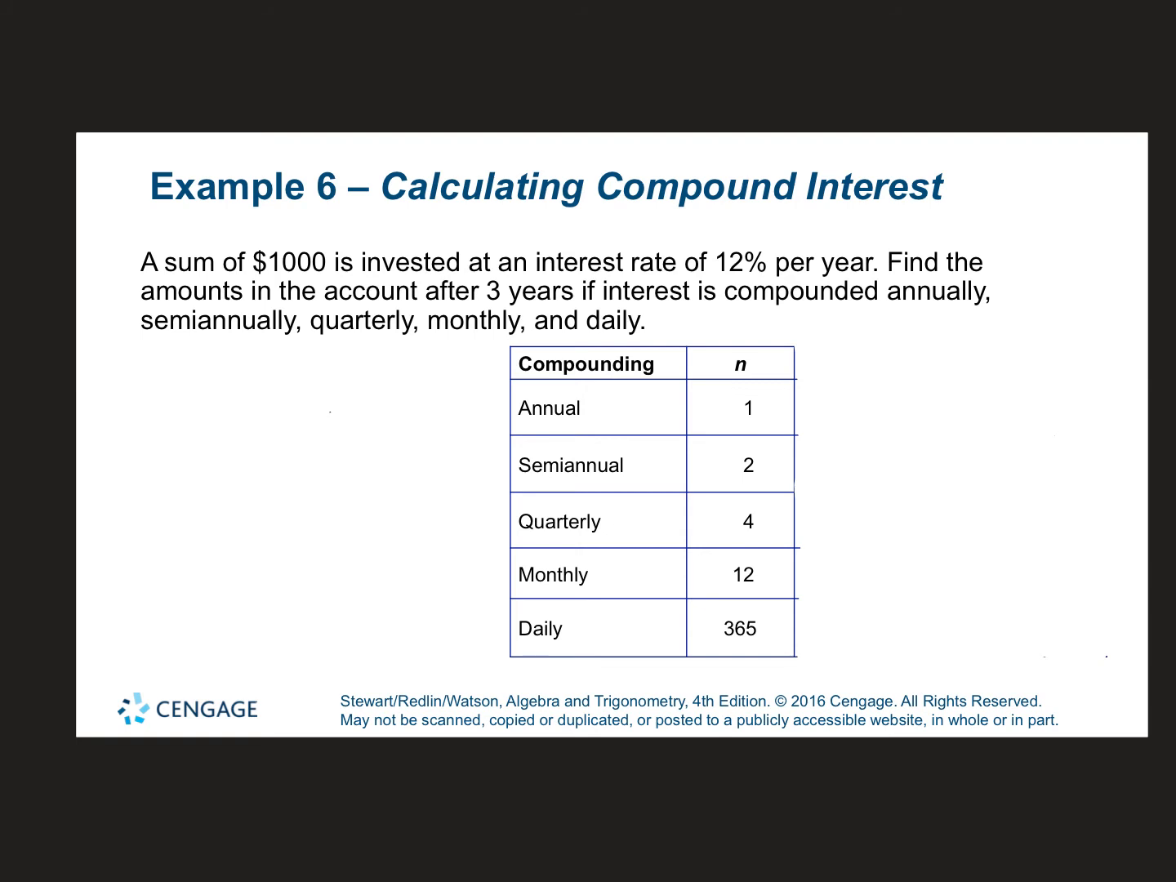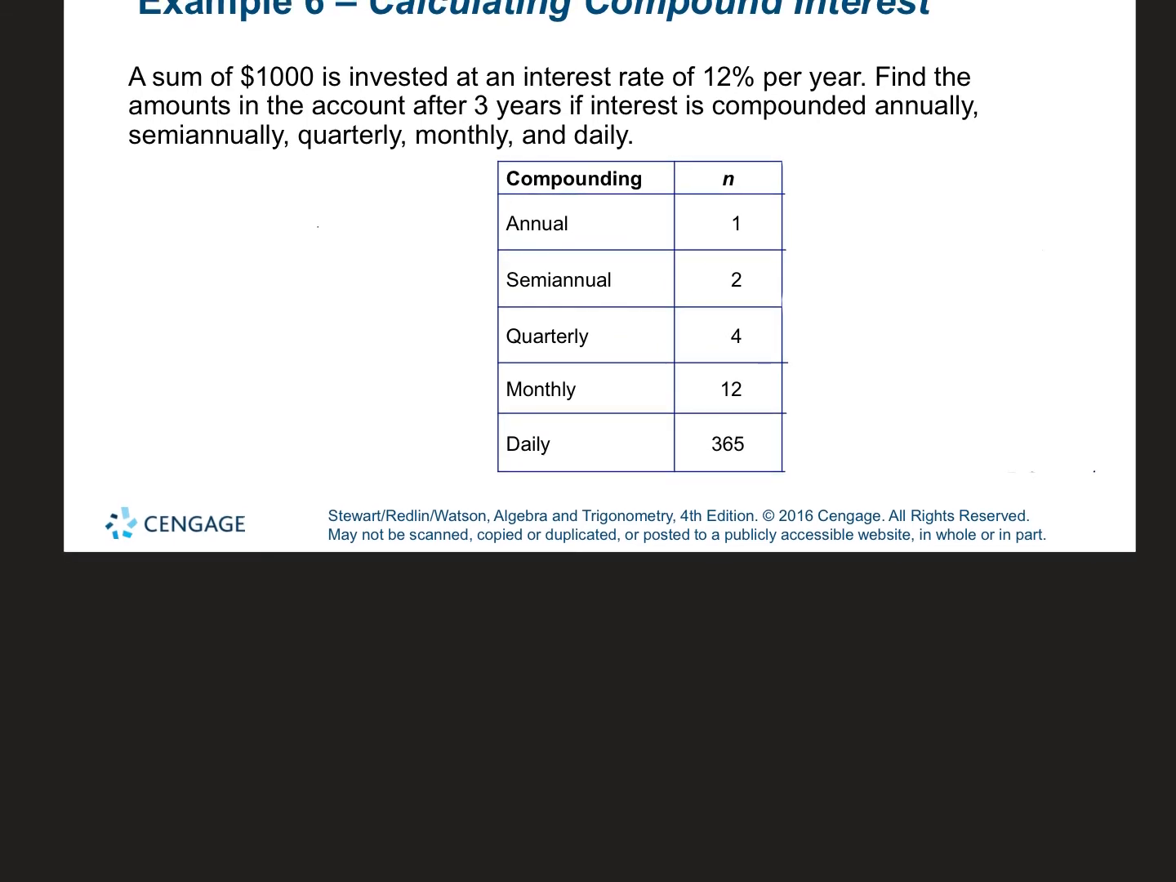It's changing our N. So you have a sum of $1,000 invested at an interest rate, okay? Find the amounts after 3 years if the interest is compounded annually. Then find it semi-annually, then quarterly, then monthly, then daily. Are all of those numbers going to be the exact same? No. They will not be the exact same, but I do want to go through this with you. I want to show you some things to make sure that we're on the same page here.